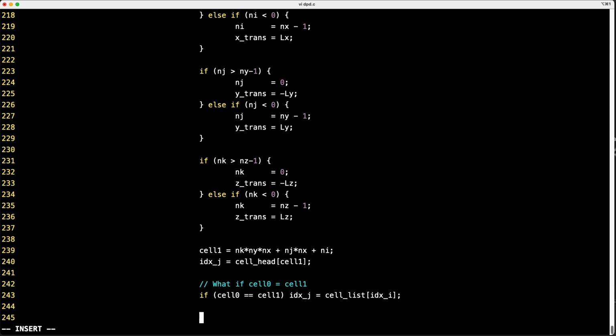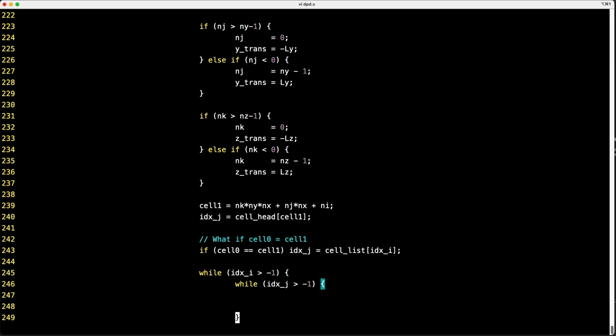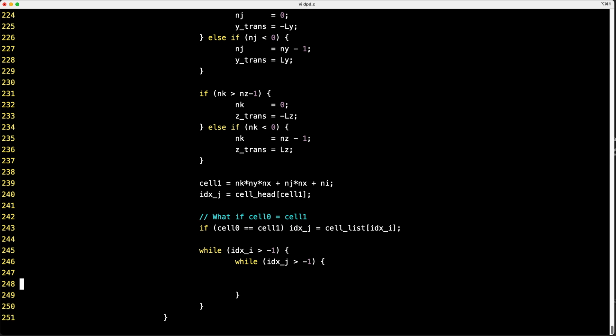And now what we need to do is just loop through all the particles until we reach the end of the cell I and cell j. So while index I is greater than -1, remember, if that is equal to -1, that means we've reached the end of the cell. And we also need to say while index j is greater than -1, do all this stuff. So this is going to be the bulk of our function that calculates the interparticle forces. And so now that we have this, we can calculate the separation distance, right? So dx would be equal to x idxi minus x idxj.